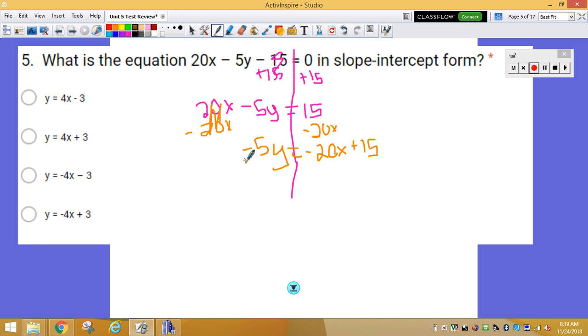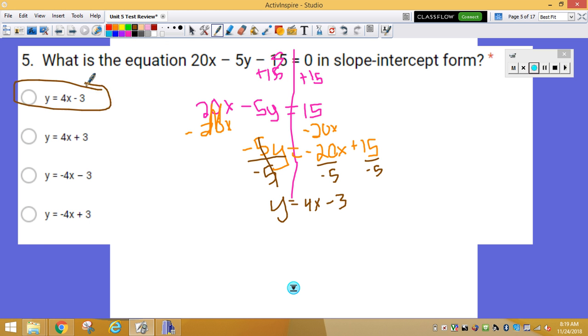Now to move this -5, they're multiplying. The opposite of multiplying is divide. So I'm going to divide everything by -5. So final answer, y equals 4x. 15 divided by -5 is -3. So it would be A on this one. So for number 5, you're just getting y by itself.